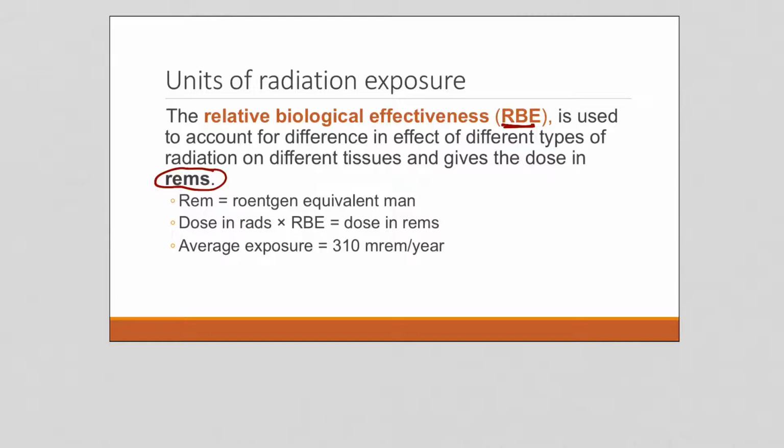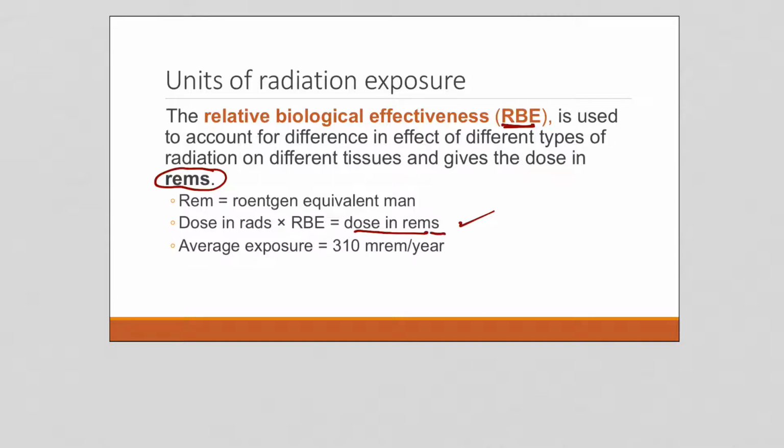That accounts for the difference in effect on different types of tissues in the body. Different types of tissues would be assigned an RBE factor, and then that would be combined with the dose in rads to give you the dose in rems. So we take our rad dosage, multiply it by the RBE of that particular biological tissue, and that would give you your exposure or your dosage in rems.